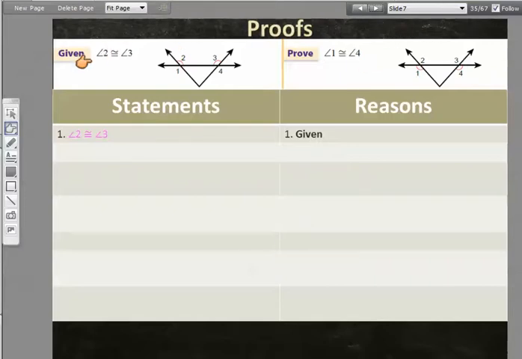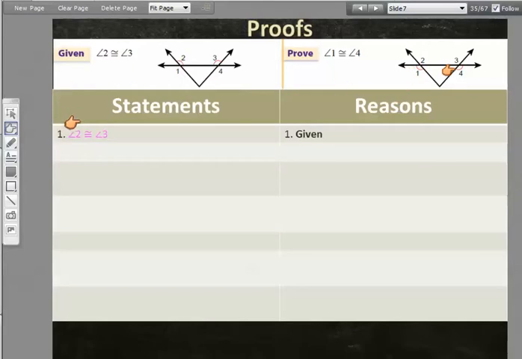Okay, here's our given, that angle 2 is congruent to angle 3, and see how they've marked up the picture for us, showing us they're congruent. What they want us to prove, this is our conjecture, by the way. Okay, that's our conjecture. What they're wanting us to prove is that angle 1 is congruent to angle 4.